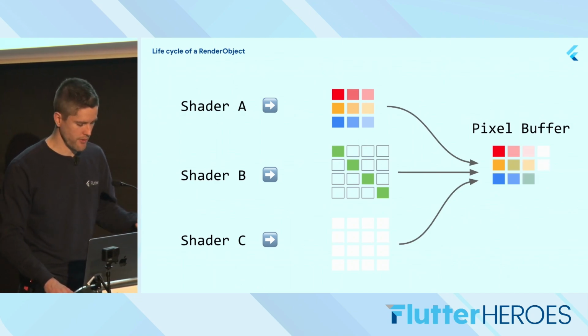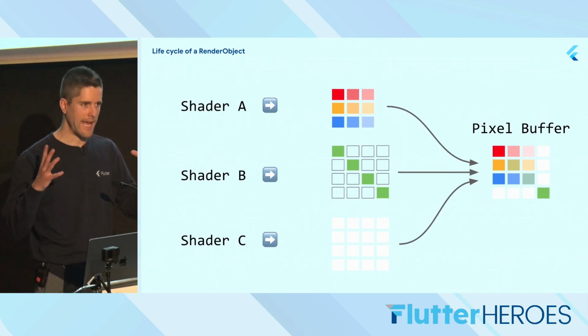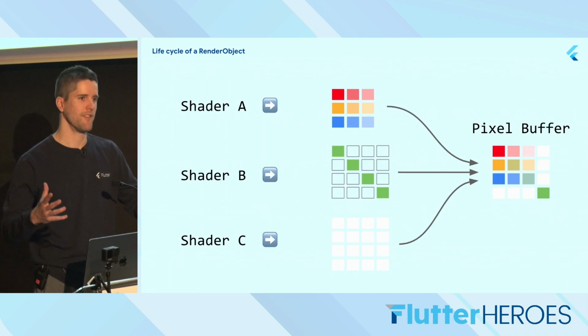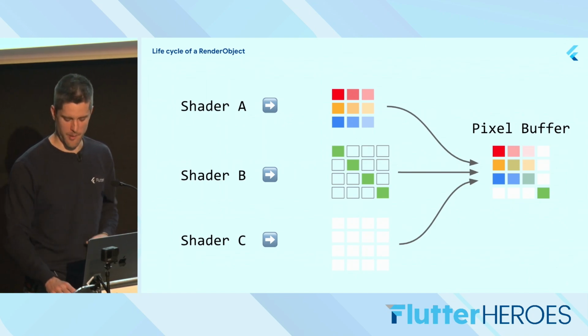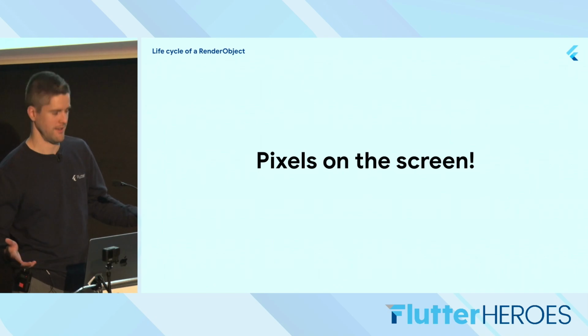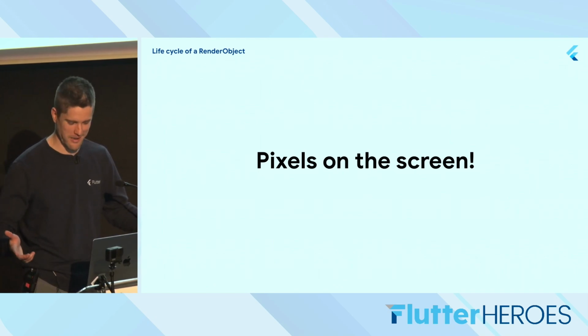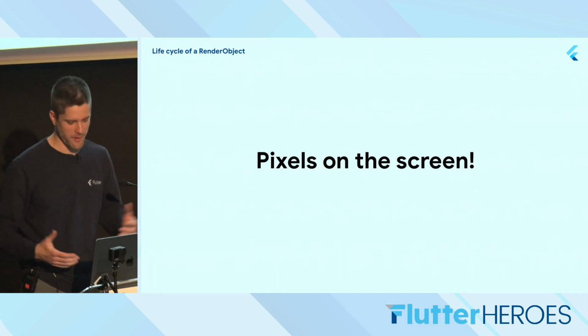You get a little green showing through this blue, and ultimately we finally get the actual UI that your widgets were originally describing, and this can be sent back to the operating system, and finally, Flutter will show some darn pixels on your device's screen. We did it. We rendered something.